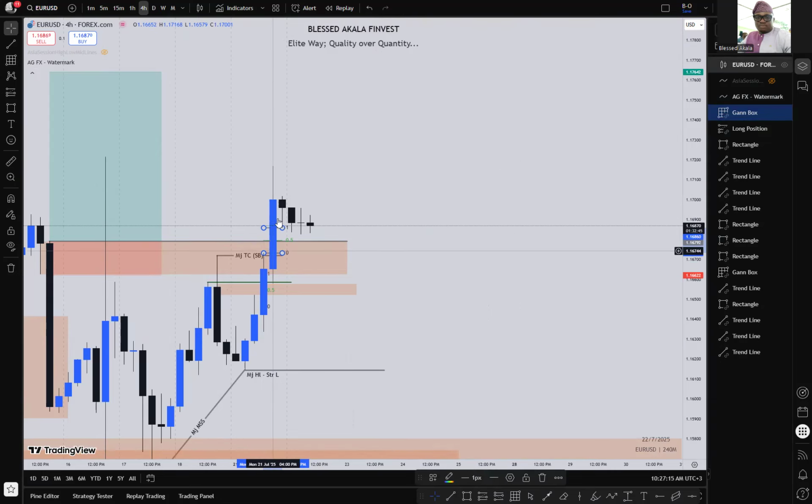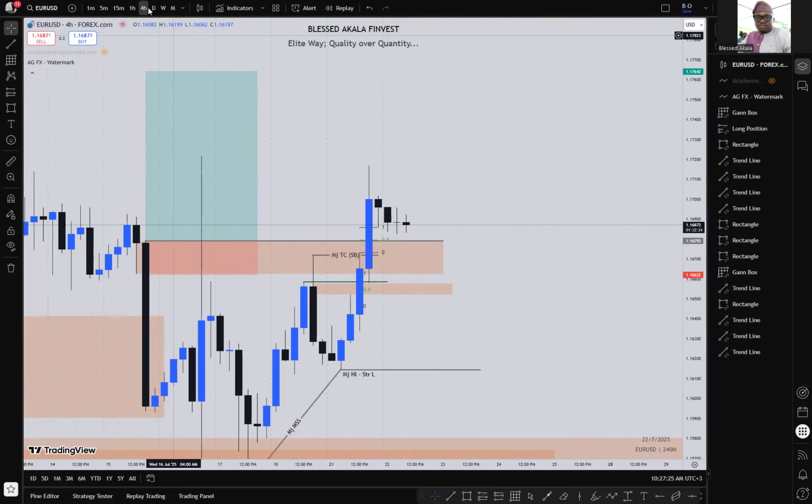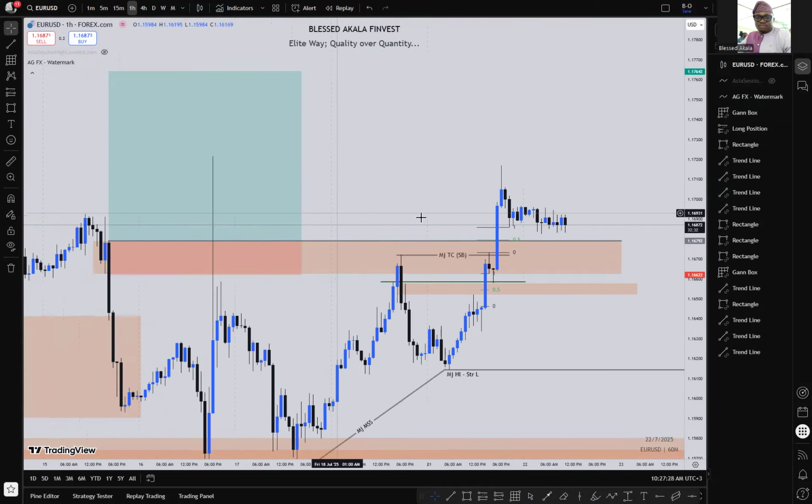It lies perfectly with the fair value gap that we have there. And the first part of the fair value gap might have been taken, and we can have some kind of reaction from the level. But anything can happen in the market.